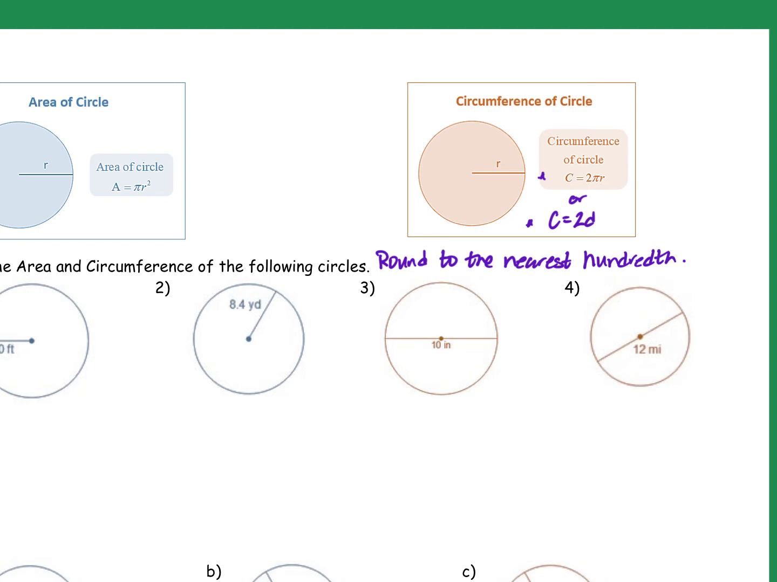Pretty sure that's how it's spelled. Hundredth. Okay? Hundredth is 2 decimal places. So this is why we need our calculator, because most of this, once we write it down, we're just going to put the information inside.